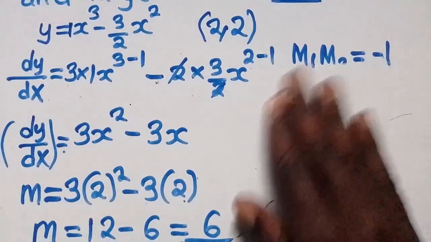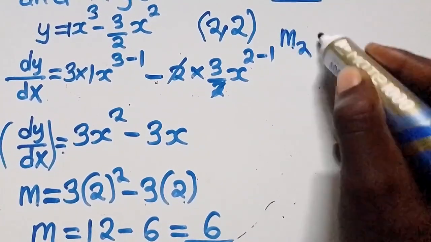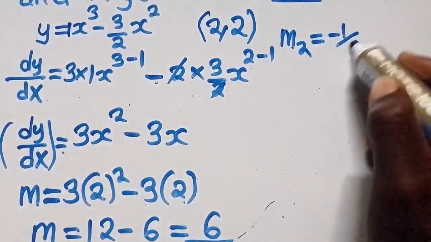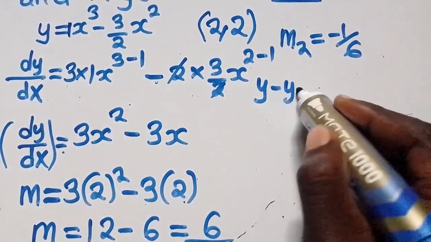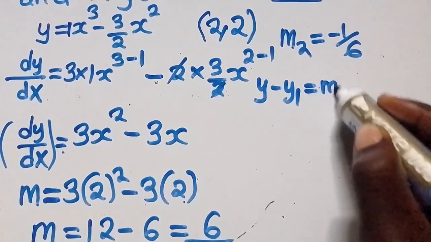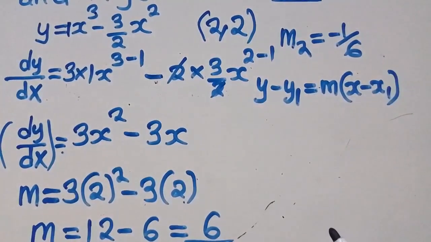So I do this because of space. I know that the gradient I'm going to use is negative 1 over 6. So I write the equation. I say y minus y1 is equal to m open bracket x minus x1. This is what I'm going to do.